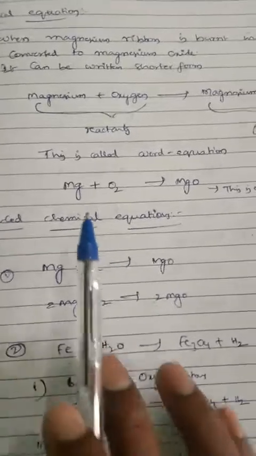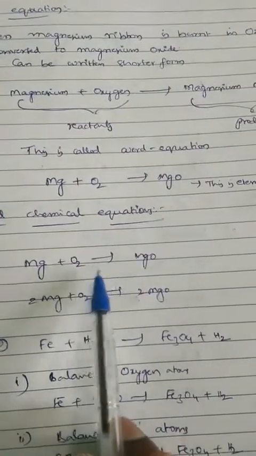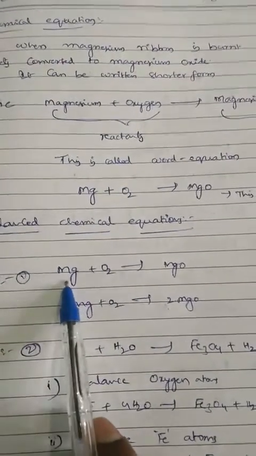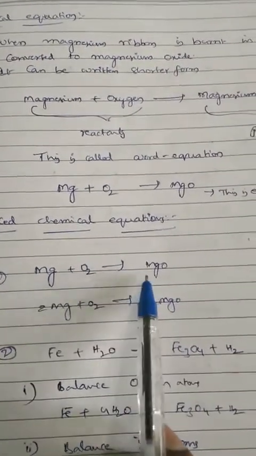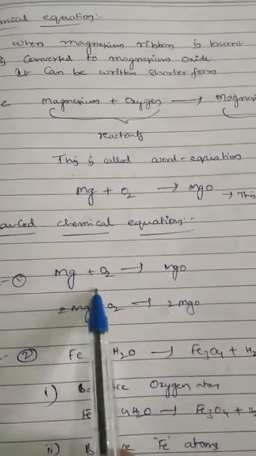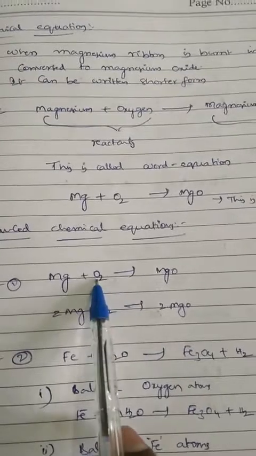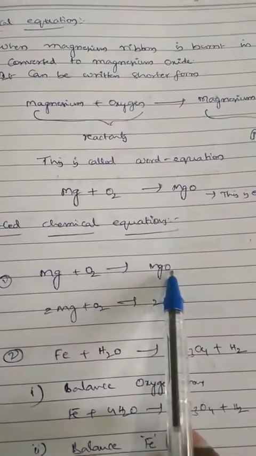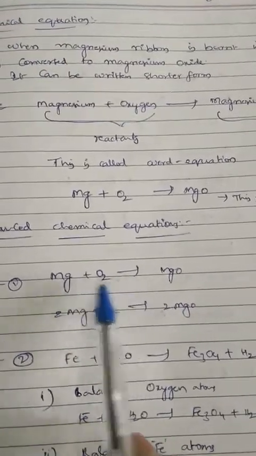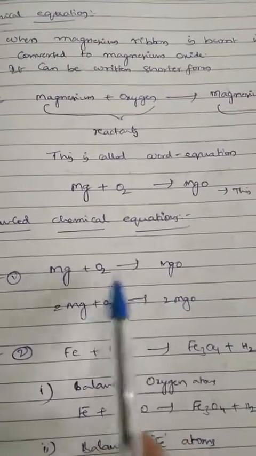For example, if you take the above equation, Mg plus O2 gives rise to MgO. In this equation, Mg plus O2 are reactants and MgO is the product. In this reaction, two oxygen atoms are present on the left side and only one oxygen atom is present on the right side. So according to the law of mass action, this is not balanced. So it should be balanced.